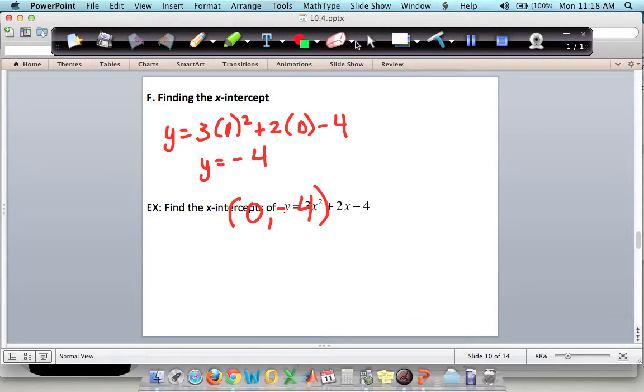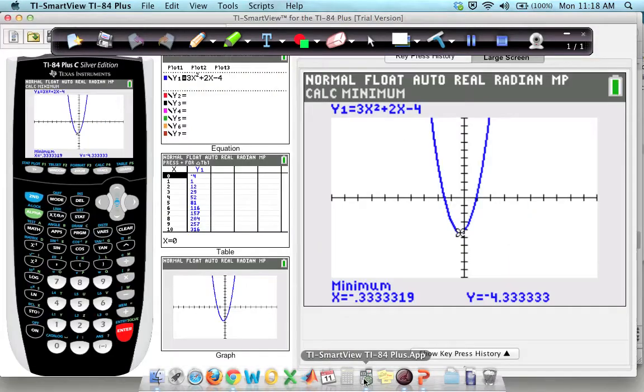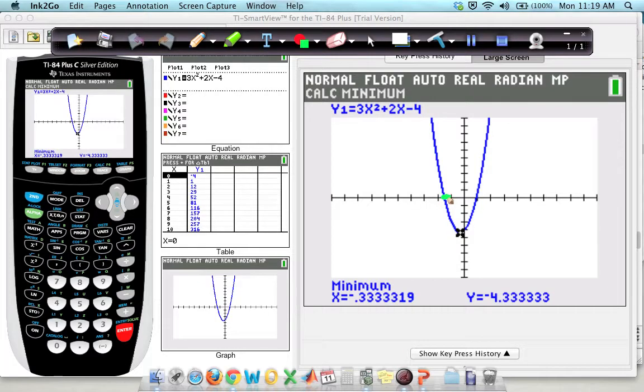To find the x-intercept, you're actually doing the opposite. So again, let's look at our graph. The x-intercept, we'd want to know when does our graph hit the x-axis. So we have 2 points here, one to the left and one to the right. I need to know what those two values are. So in this case, it's when y is 0.